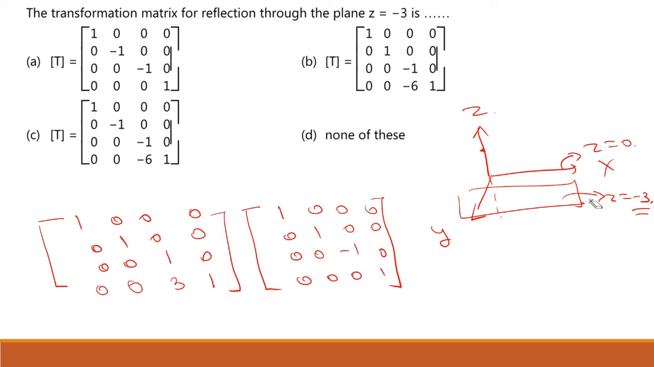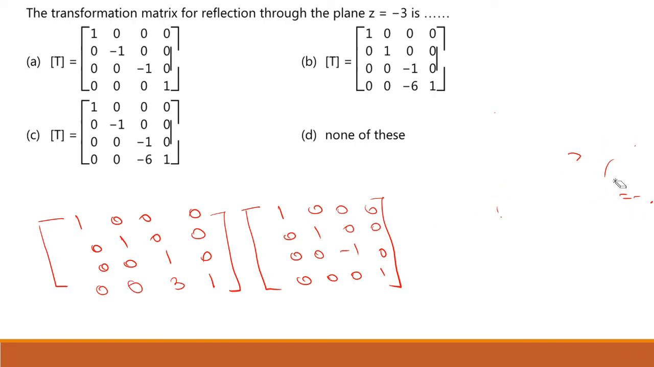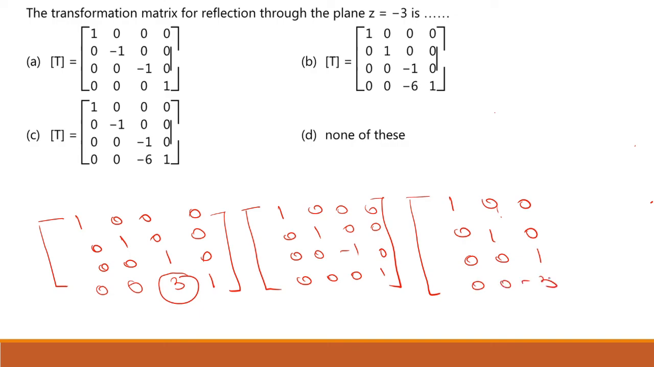We brought Z equal to -3 to Z equal to 0. After reflecting again, put it back in its place. How can you do that? It can be done by back translation. Since initially we translated by 3 units, now translate back by its negative, that is -3 units. So 1, 0, 0, 0, 1, 0, 0, 0, 1, 0, 0, -3.